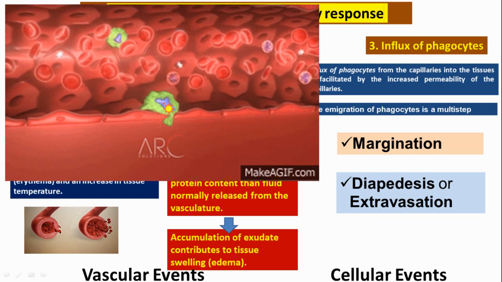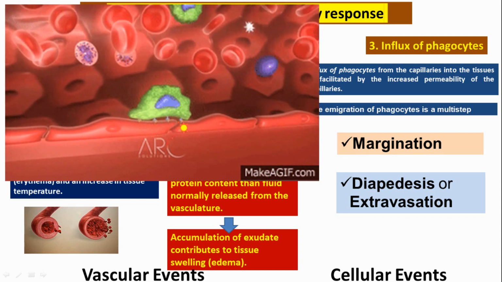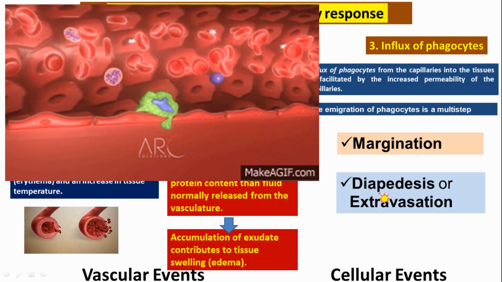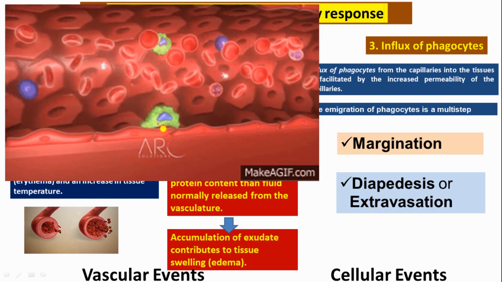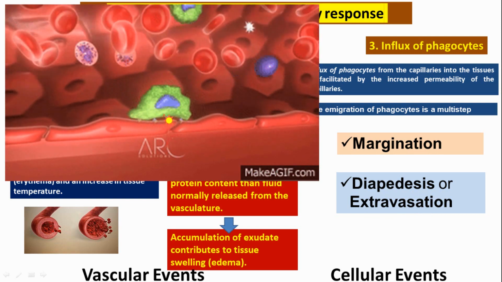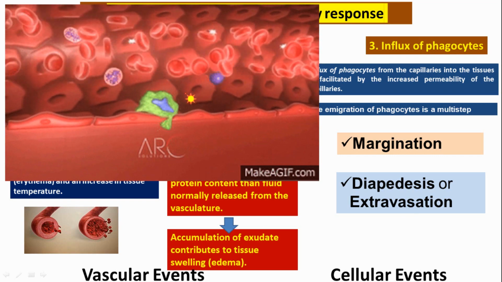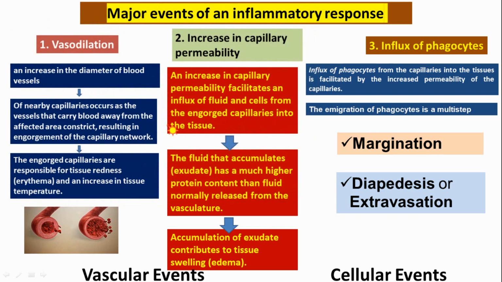Slowly they will squeeze through these spaces and enter into the tissue. This step is called diapedesis, or extravasation. So the first step is margination. You can see the margination, then you can see the cell doing this diapedesis or extravasation. After this extravasation, once the cell enters into the tissue, this phagocytic cell will do chemotaxis.